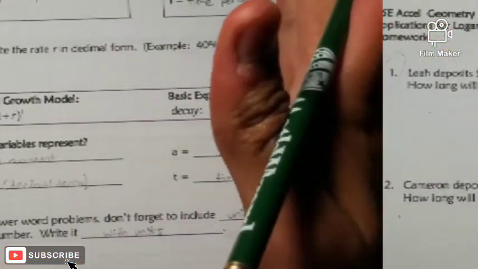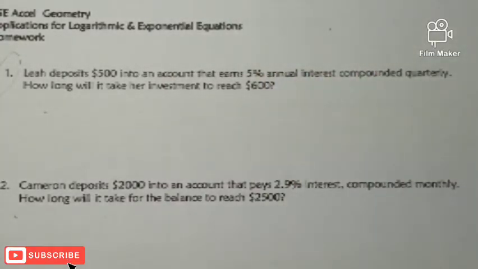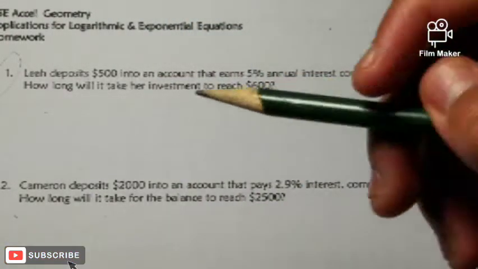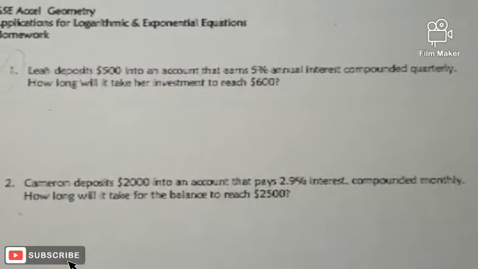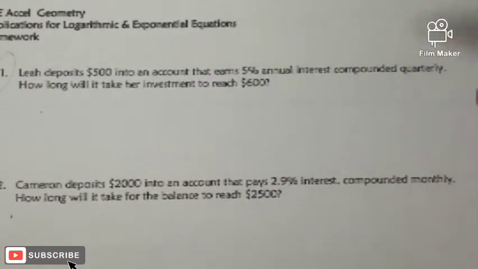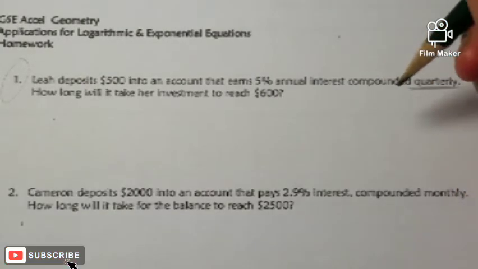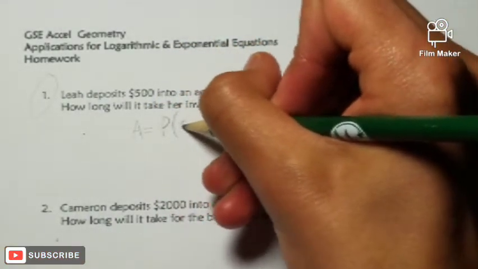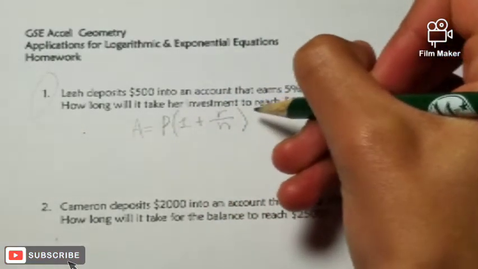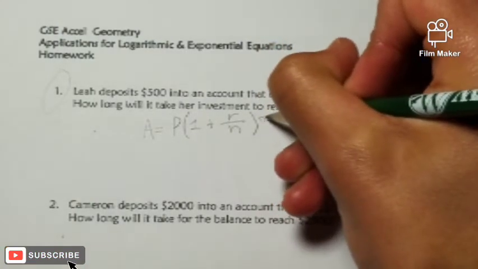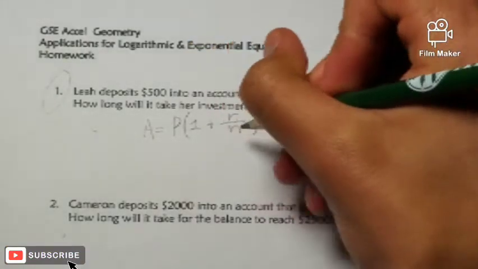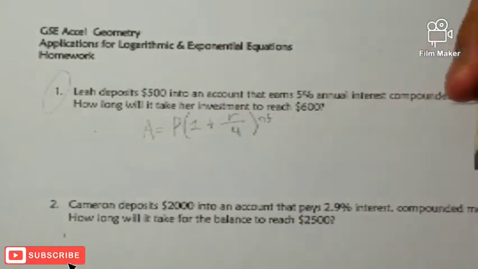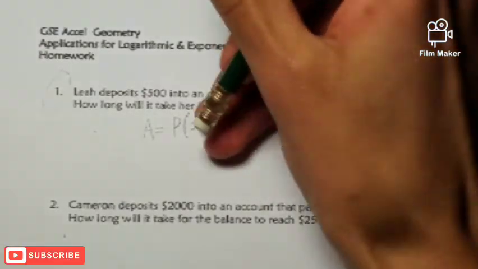Okay, now we're going to go and do some practice. Leah deposits $500 into an account that earns 5% annual interest compounded quarterly. How long will it take for her investment to reach $600? So for this one, annual interest compounded quarterly, we're gonna use our long one. We're gonna use A = P(1 + r/n)^(nt), where n is how many times it's compounded, and t is time. Compounded quarterly we know is 4, so we can erase that and put in a 4 over here. Then 5% annual interest, that's what you need to put.